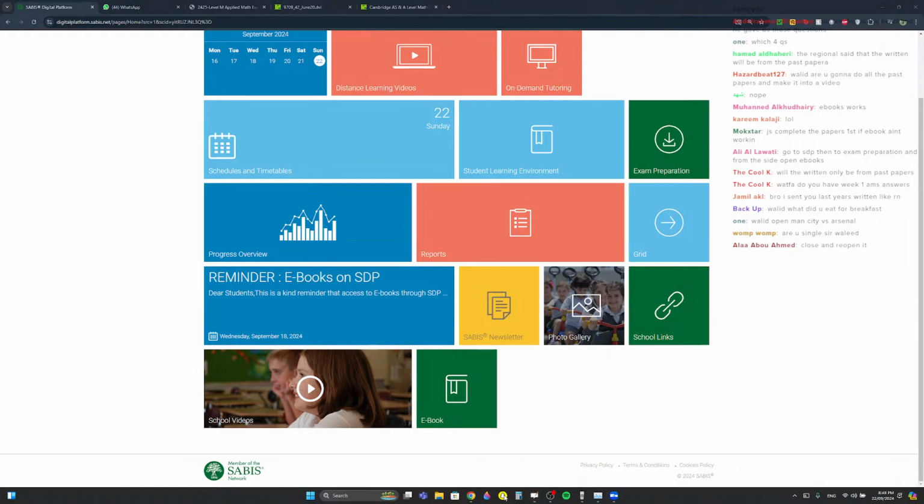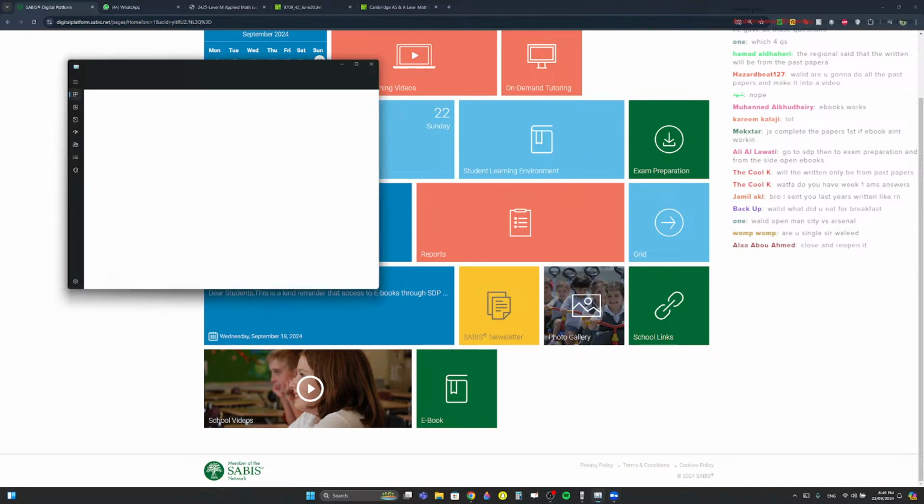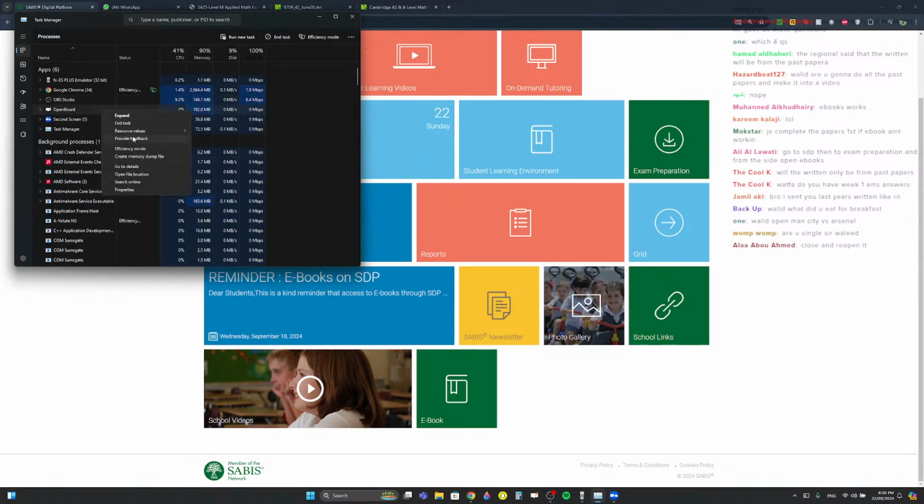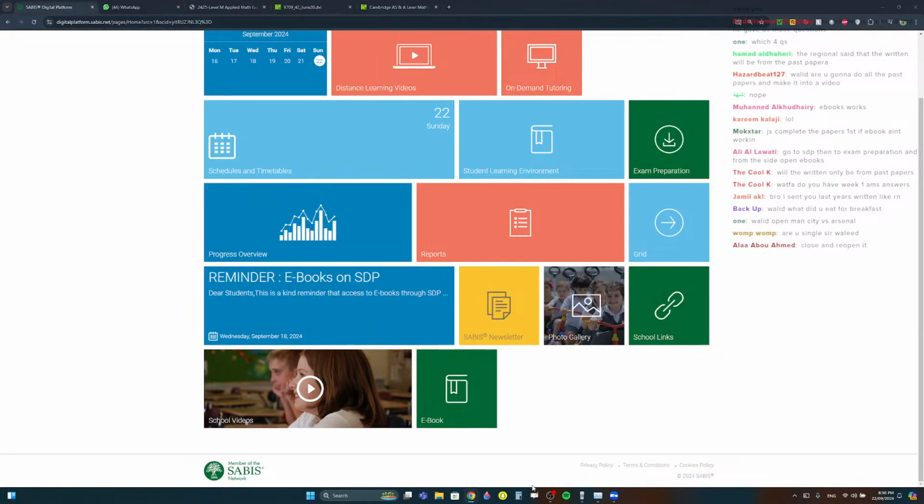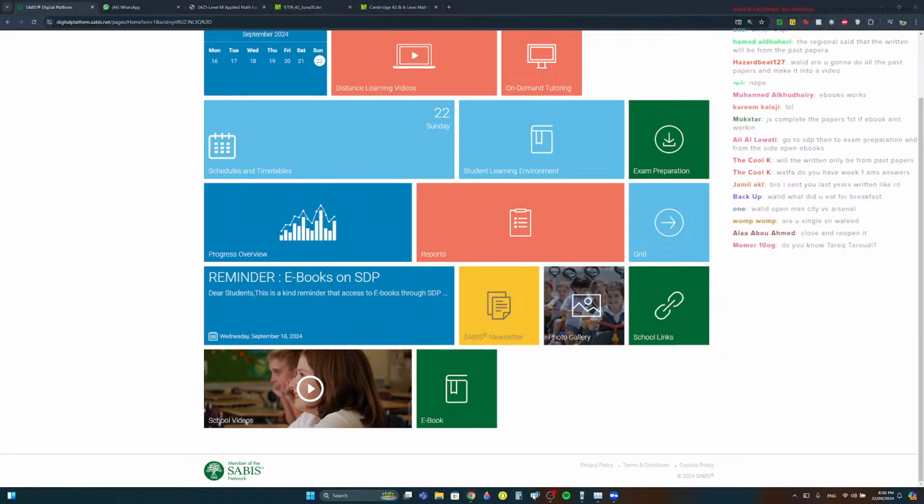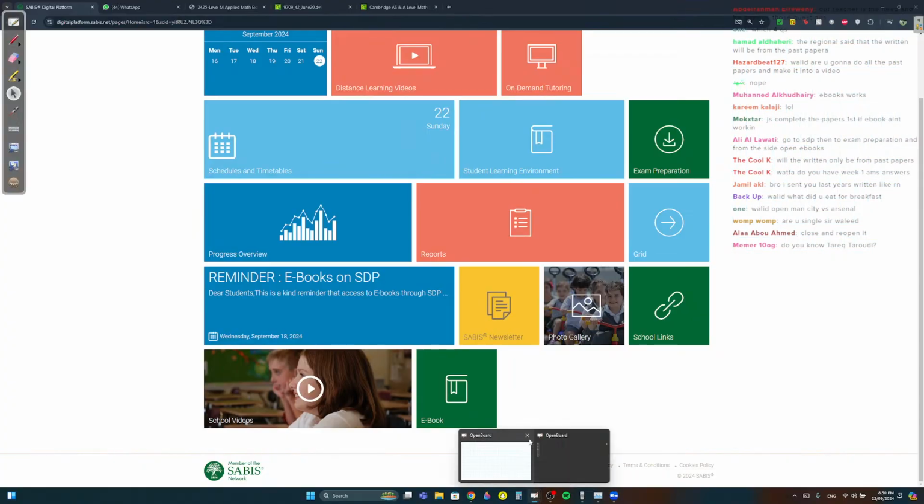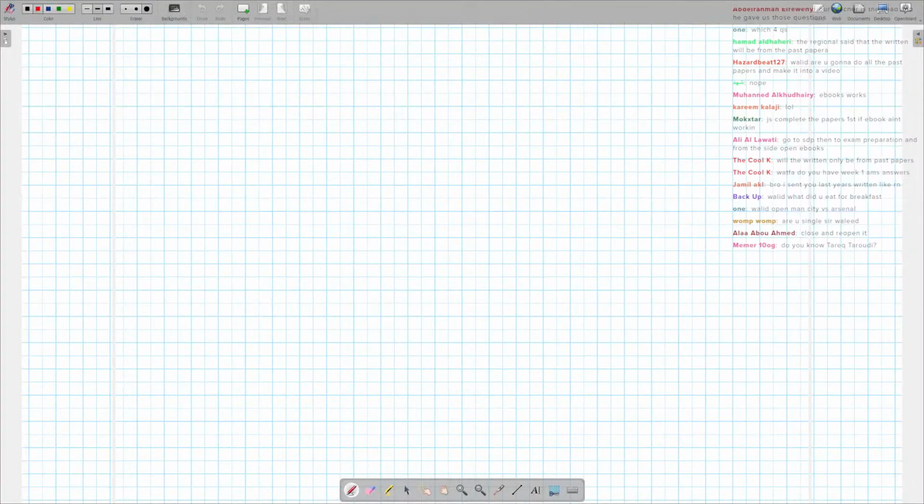See, this is what pisses me off with OpenBoard. Let me end OpenBoard and open it again. Okay, I got it. I got it to work. Okay, we got it.